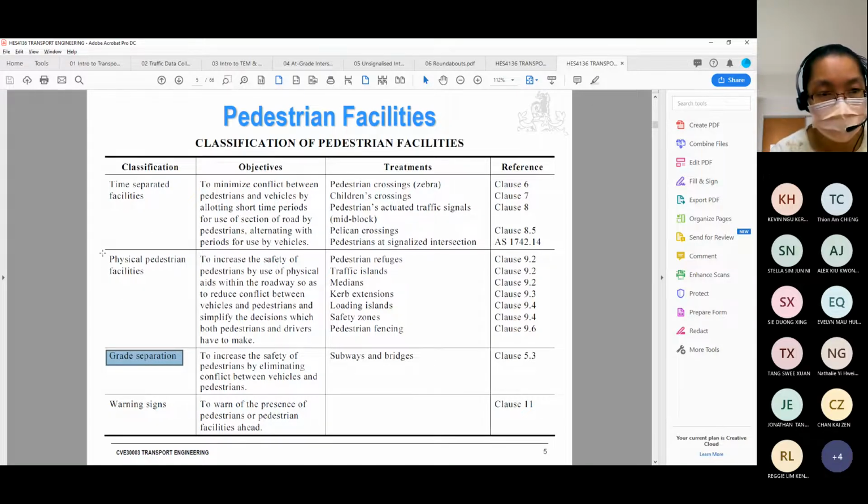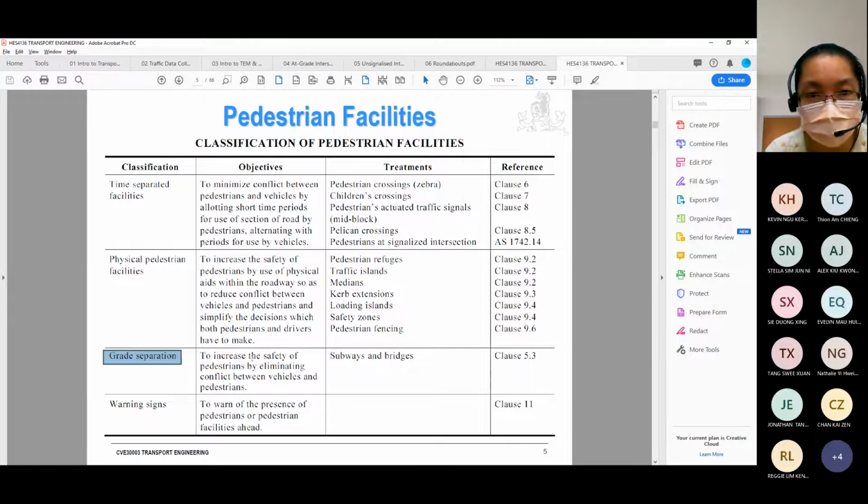But physical pedestrian facilities, these are just to help the pedestrians to cross the roads. It doesn't allocate time to the pedestrians. It is there to help to make your decision easier, to facilitate crossing physically. And grade separation, this is the best because then pedestrian go on its way, vehicle has its own time, so they don't clash with each other.